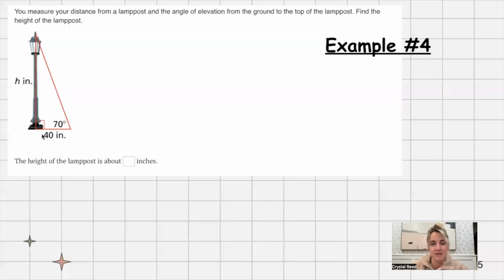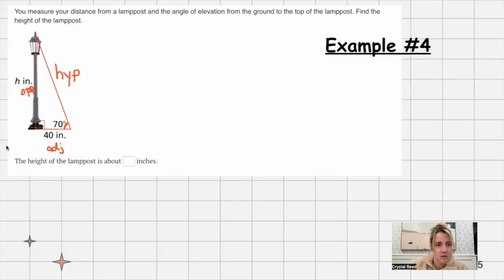First step is to label your sides. Always label your hypotenuse first. My hypotenuse is here, just to get it out of the way. This is the angle we know, the 70. So the side opposite that 70 is this opposite side. And then adjacent would be the 40. And again, if you want, go ahead and try this one on your own. Pause and then double back and check it out.